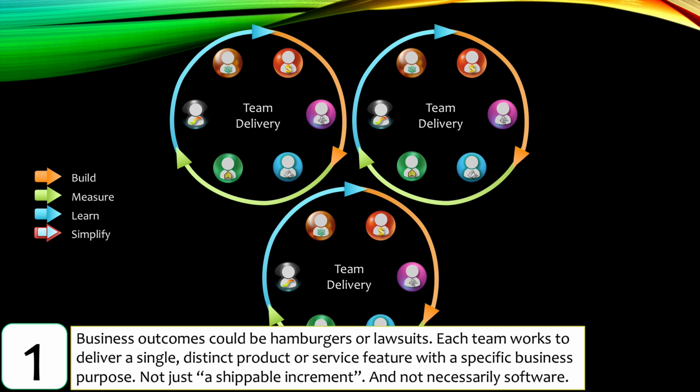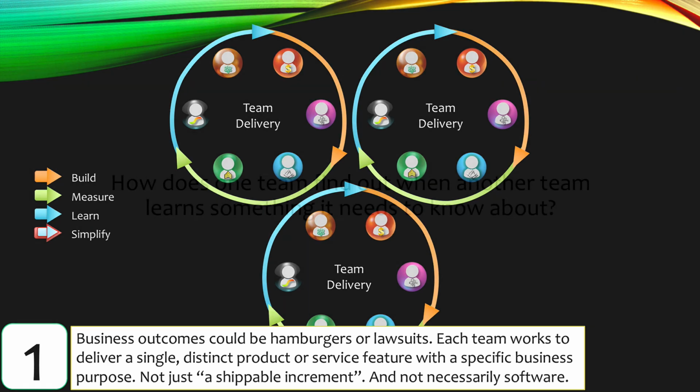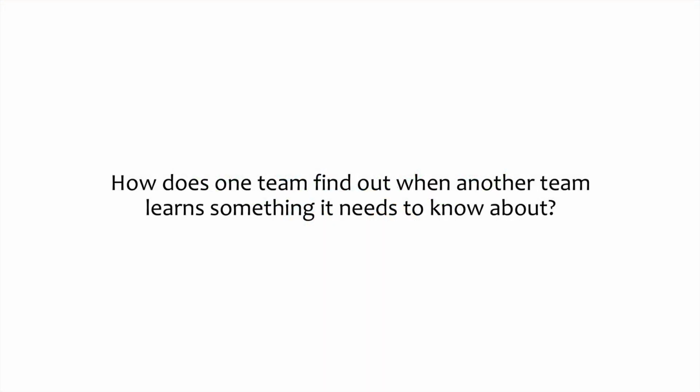Business outcomes could be hamburgers or lawsuits. Each team works to deliver a single, distinct product or service feature with a specific business purpose, not just a shippable increment, and not necessarily software. And by the way, that little number 1 in the bottom left-hand corner, that's to let you know where this activity occurs in the business agility lifecycle.